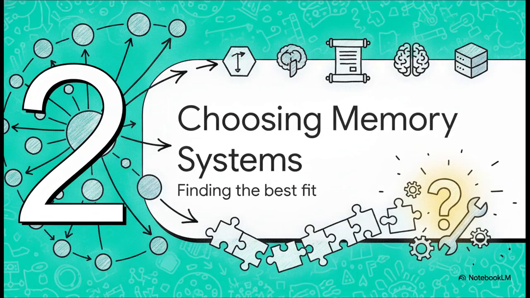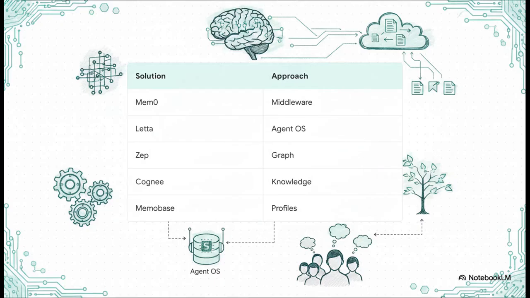Moving right along to section 2, choosing your memory system. Right now, the whole ecosystem of memory tools is, frankly, completely fragmented. There really isn't a single best system right now. The right choice depends entirely on your specific use case. For example, if you just want to remember user profiles for a basic AI companion, Memobase is going to be your go-to. But if you're trying to manage complex, shifting relationships and preferences over time, you'd want to look at Zep's timeline and graph database approach. Or, hey, if you're doing heavy multi-document reasoning, Cogni's method of turning RAG into a knowledge network is absolutely ideal.